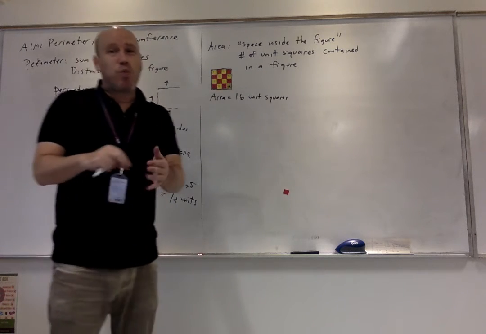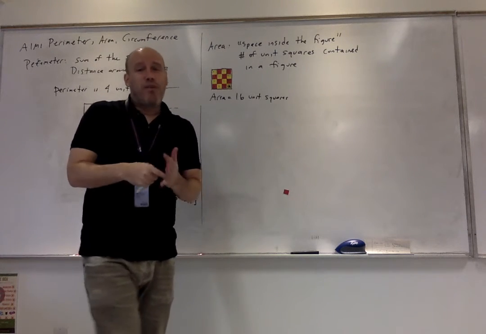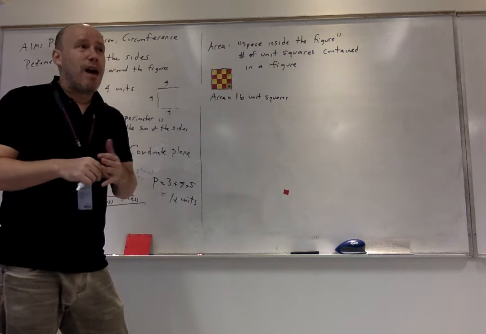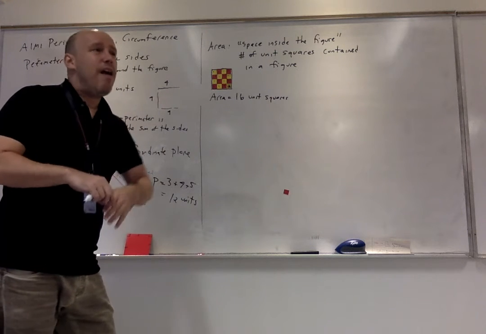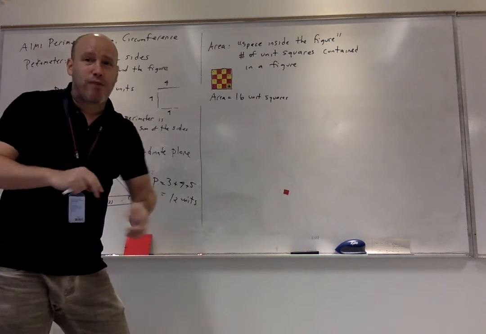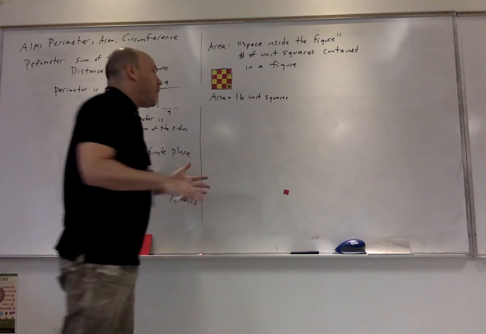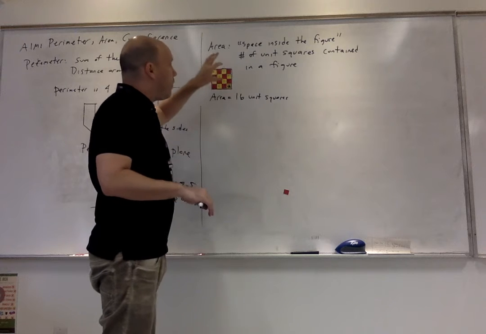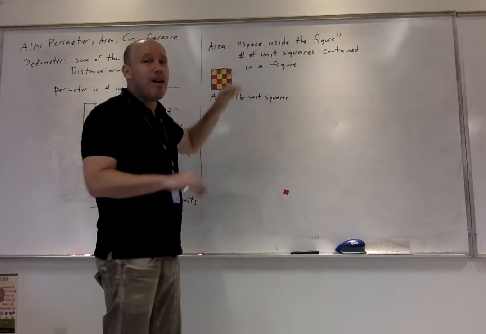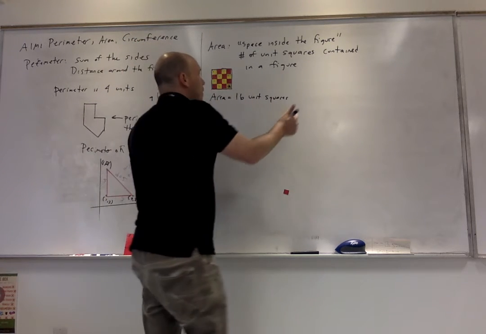For a triangle, it was 1/2 base times height. For a circle, it was pi r squared. You came up with a formula for maybe a trapezoid. But in every single case, it was the number of unit squares contained in a figure. Now, we just have to define some things.